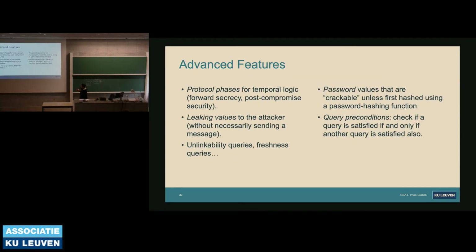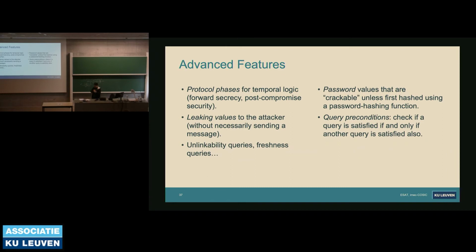So it has some advanced features. We can have temporal logic to define phases, like this thing happens before this thing. And for example, at this stage, a value is leaked or revealed to the attacker. They hack a phone, they get it. It's like the case for forward secrecy. It has unlinkability queries, so we can check if a value can be linked to another value.